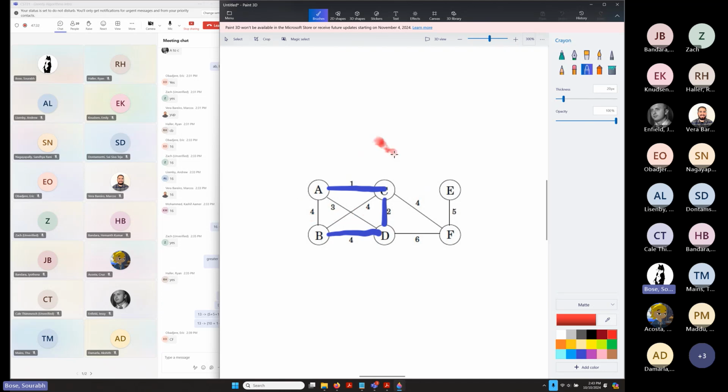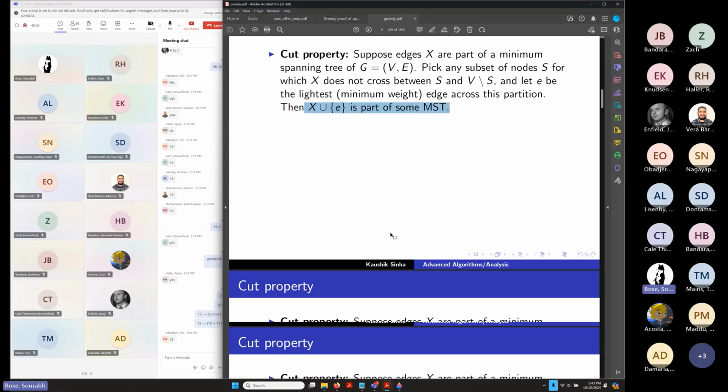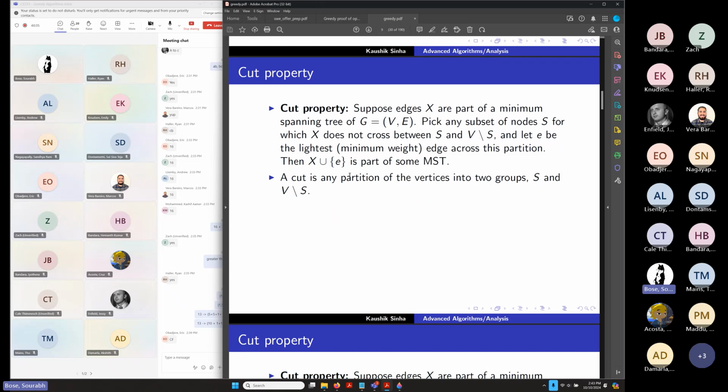Instead, we would partition or visualize the partition like this, where we have two outgoing edges. Both of them go to some vertex, where one vertex is in this set, the other vertex is not in the set, right? So then what the cut property says is that you can add the minimum weight edge across this partition, and that will be part of the minimum spanning tree. That is what this says. Okay. A cut is any partition of vertices into two groups, S and not S.